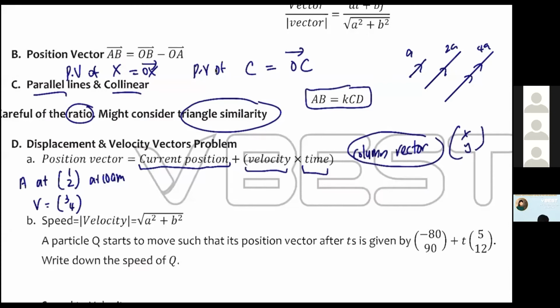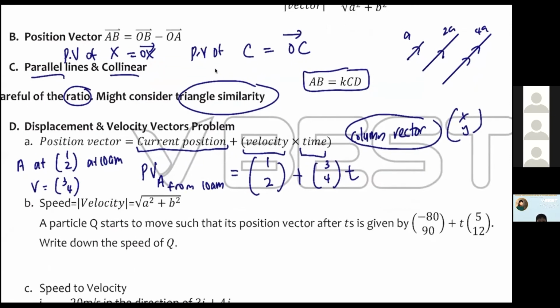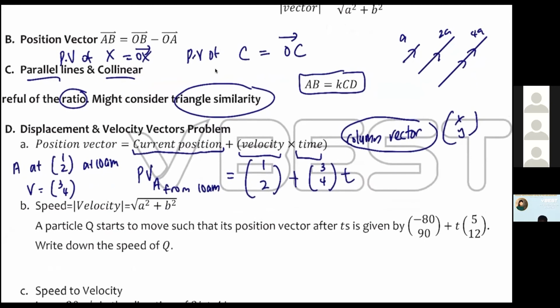So what is my position vector of A from 10 a.m.? It will be equal to (1, 2) plus (3, 4) times time. So that's my position vector of A. This is how we write the equation. Why do I need to say it until like this? Why can't I just say r equals a plus, I don't know, vt? Because it's very dangerous if you just remember the formula.